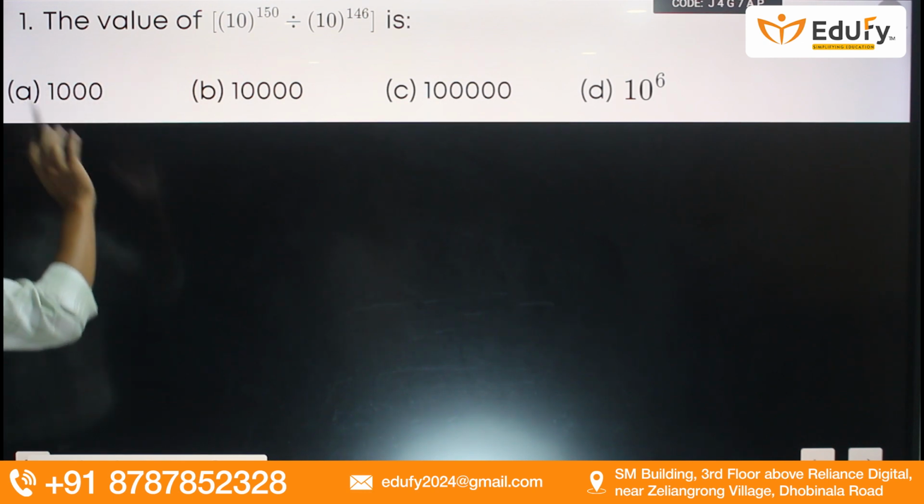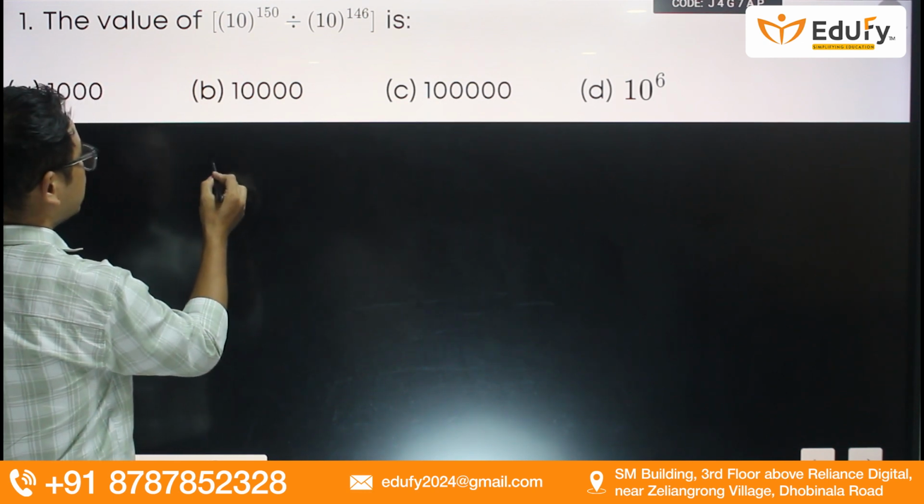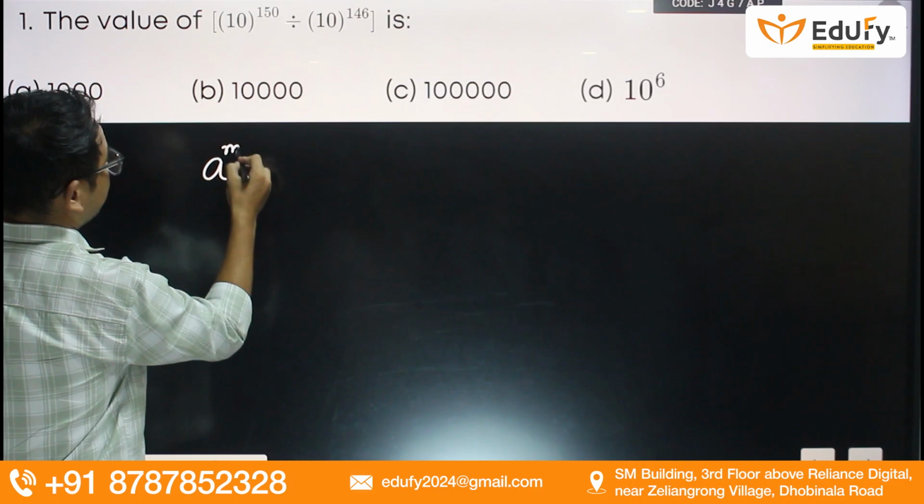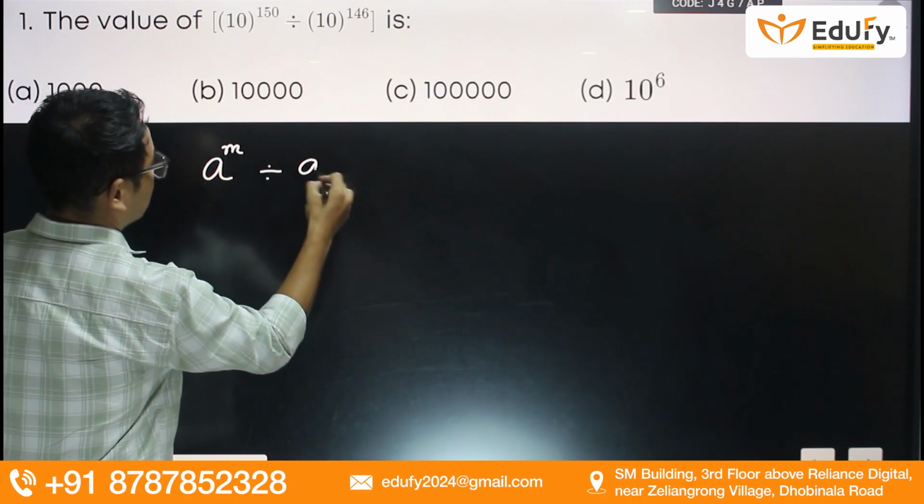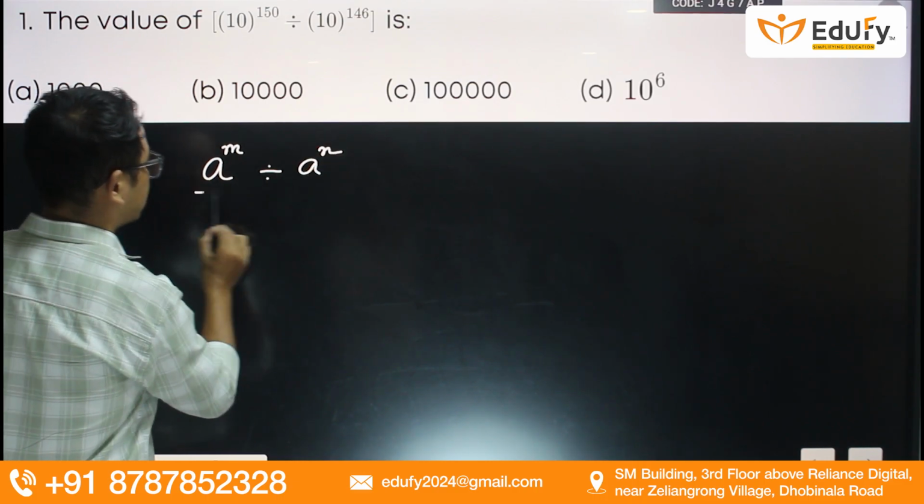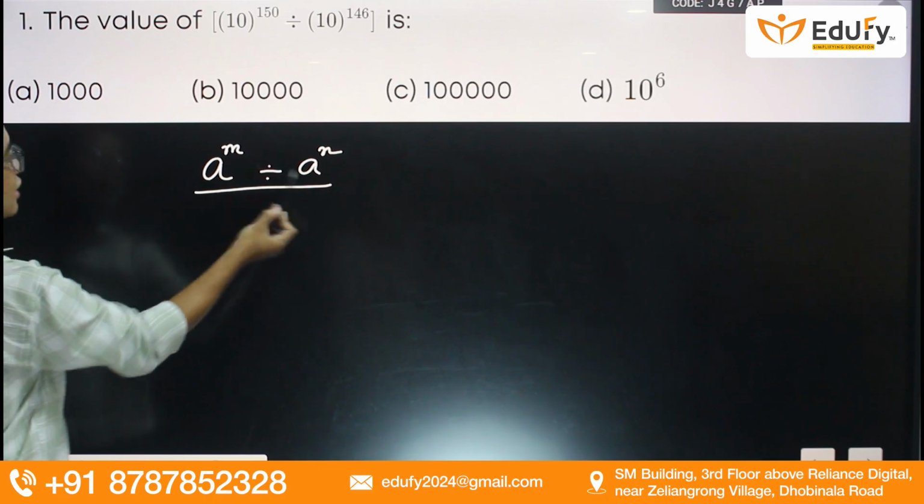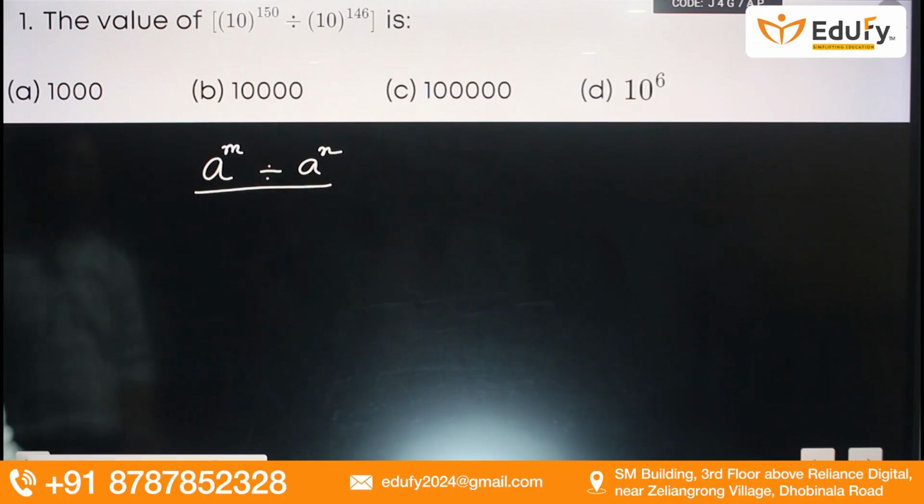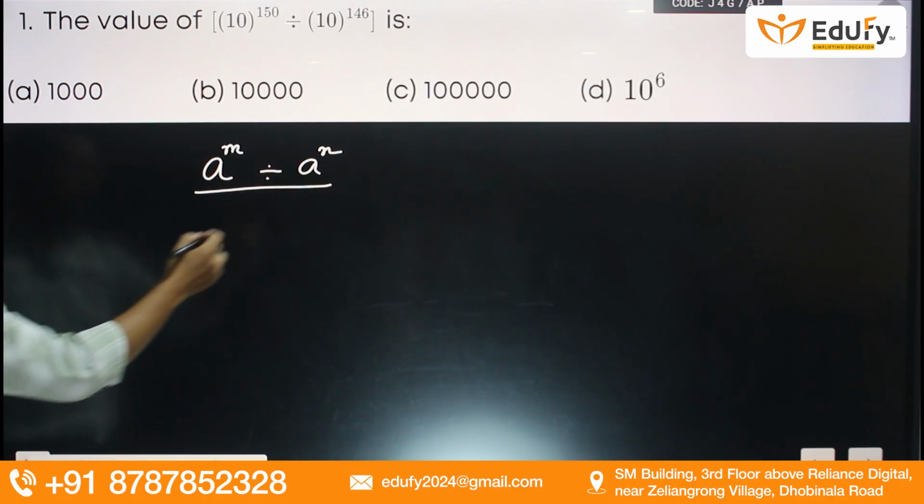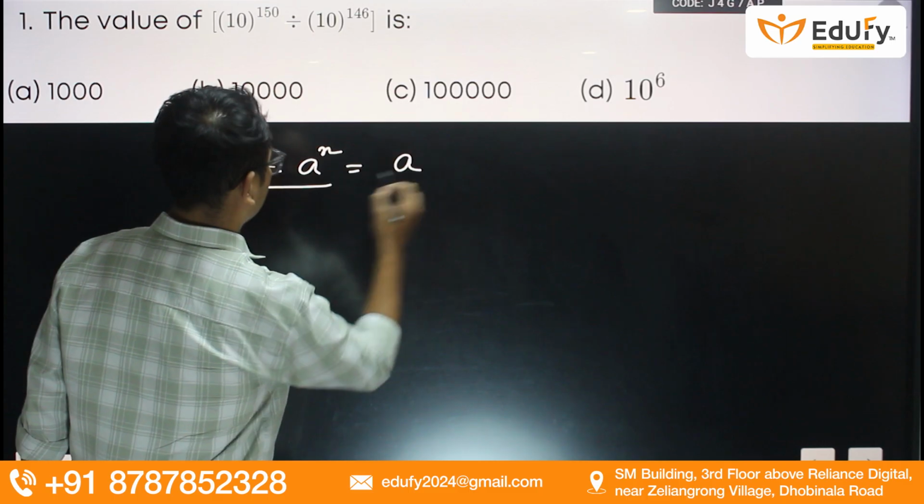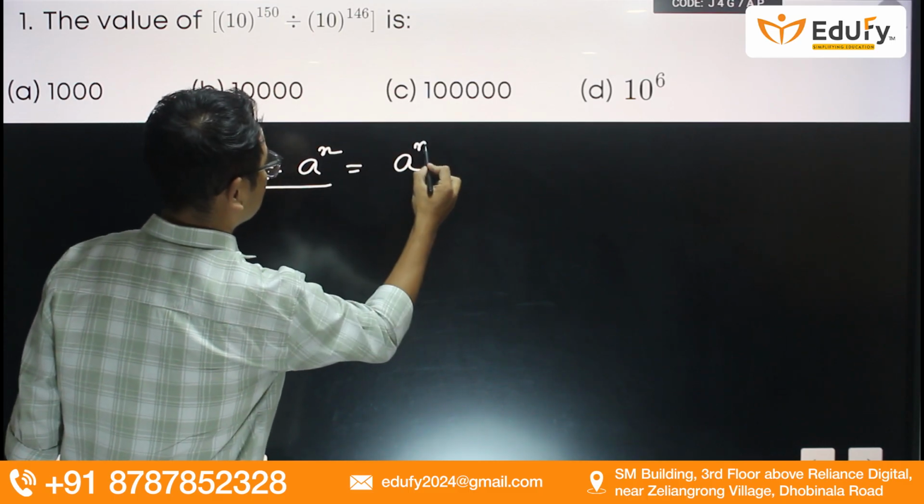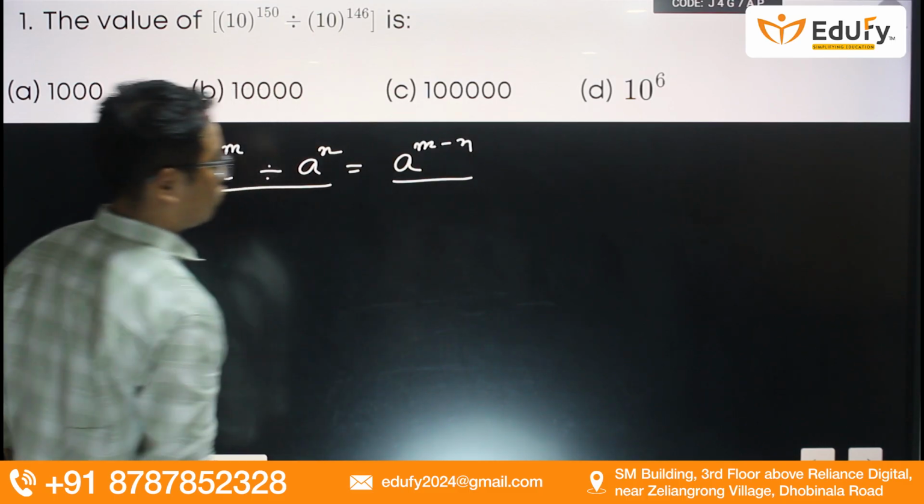Now if you look at this question, I'm sure you can remember this formula, a to the power m divided by a to the power n. Here it's division, the base is the same, 10, and the powers are different. So in these cases, what do we do? We subtract their powers, because the base is the same. I'm writing here m minus n. So this is the formula that we will be using.